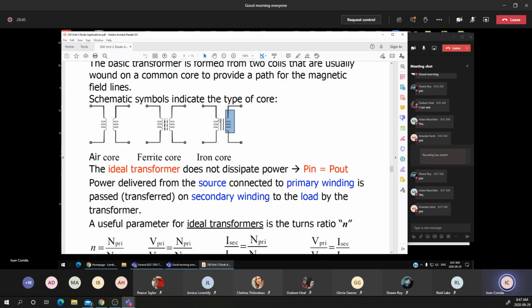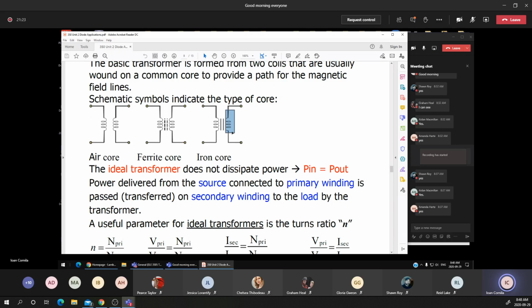The iron core, you notice the difference between the two dashed parallel lines and the two straight lines. The iron core has this symbol, which means that the two solid parallel lines indicate an iron core. For this course, it doesn't matter if the transformer uses the first, second, or third symbol, but I'm just giving you a heads up about the difference. The iron core is used for low frequencies.